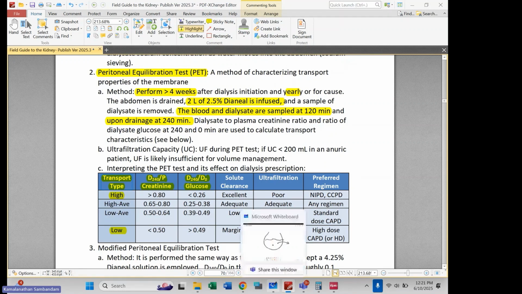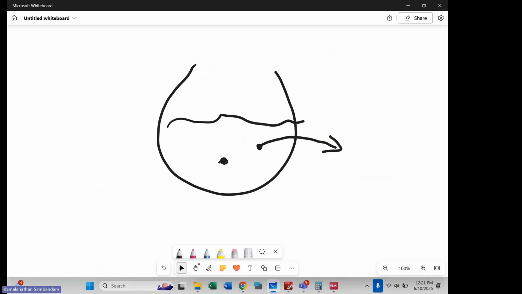So what does that mean functionally to our patient? How does that affect their therapy? Well, if you have an individual who has low transport characteristics, that means the dextrose concentration here remains relatively high, right? Over time, it decreases only a little. Let's say initially it has, let's say, 4 up arrows. Over time, it decreases to 2 up arrows.